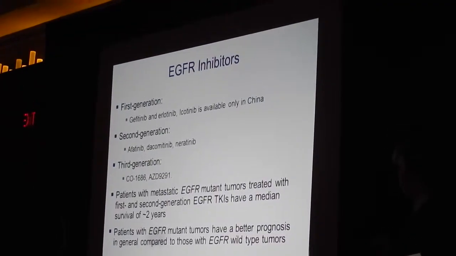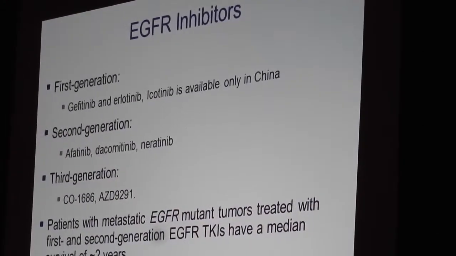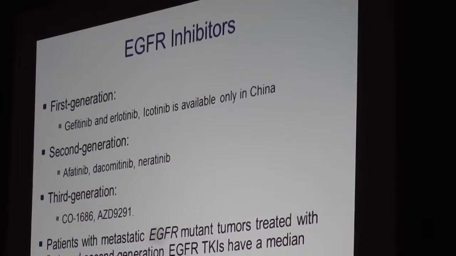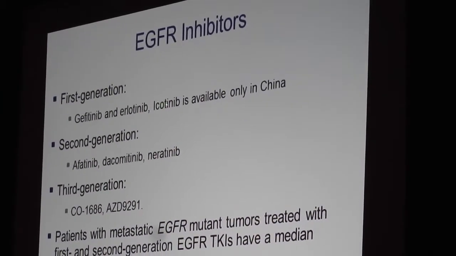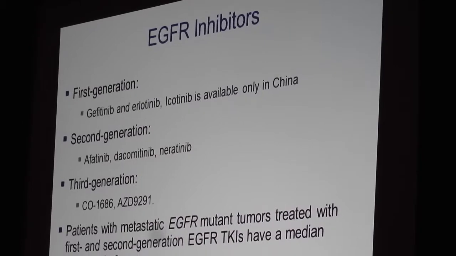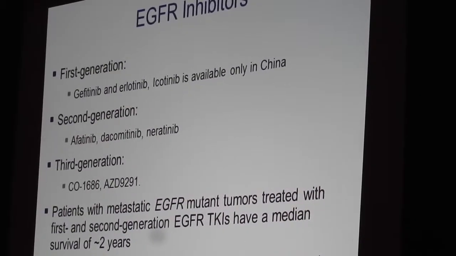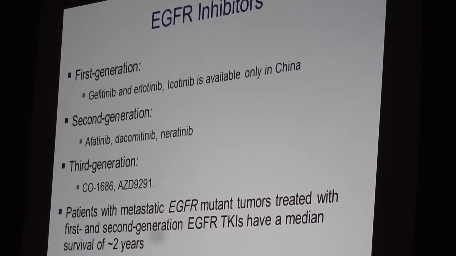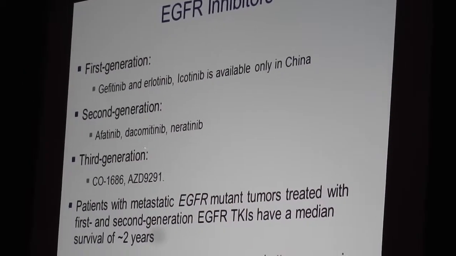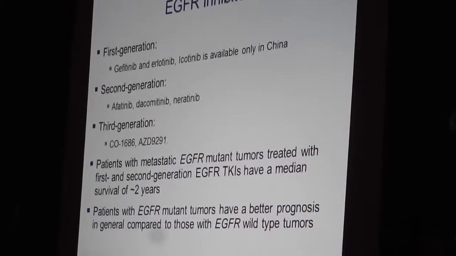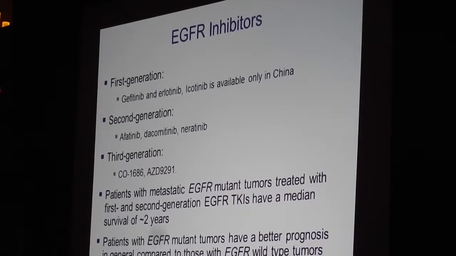So the first generation of EGFR inhibitors were gefitinib and erlotinib. There's another drug that was developed in China called icotinib. There are some second generation EGFR inhibitors that are coming out now, including afatinib and these other ones. And these can either be used in patients who have developed resistance to erlotinib or as an alternative to erlotinib, and then there are additional drugs in the pipeline.